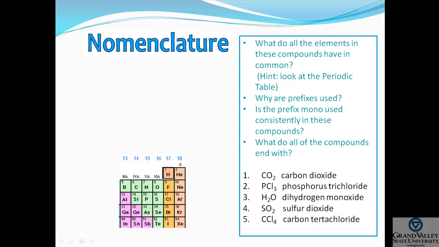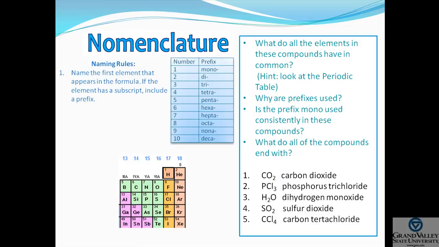Notice that the elements within each compound are nonmetals. Remember, when two different nonmetals combine, they form a molecular compound. In all of the compounds, the first part of the name is the first element in the formula. Also, prefixes are used to indicate the number of atoms of the element that is present in the molecule. For example, the prefix di indicates that 2 atoms of hydrogen are present in the molecule H2O.